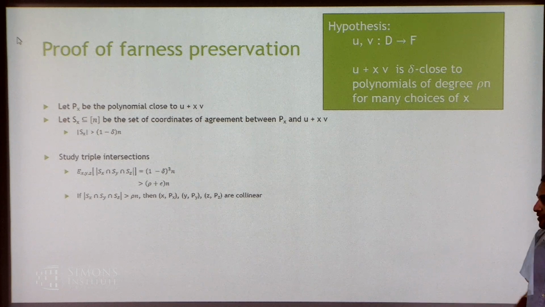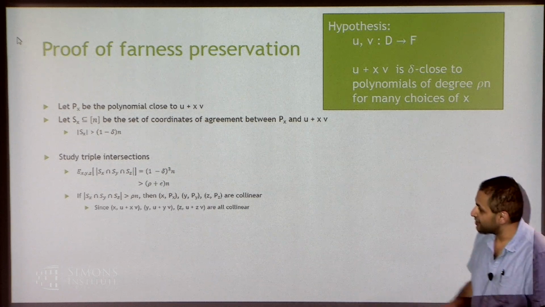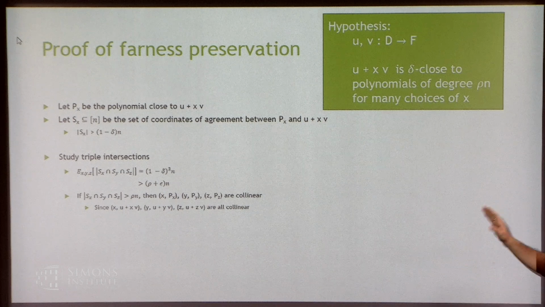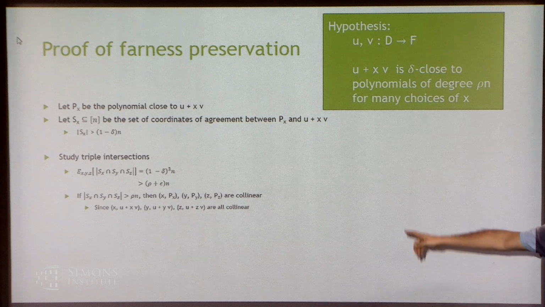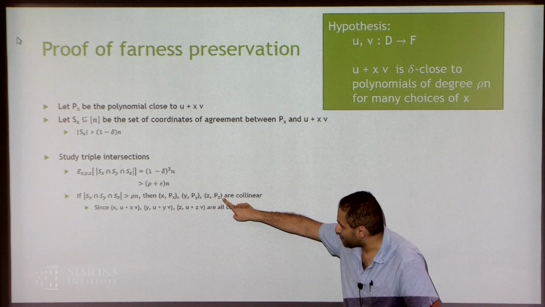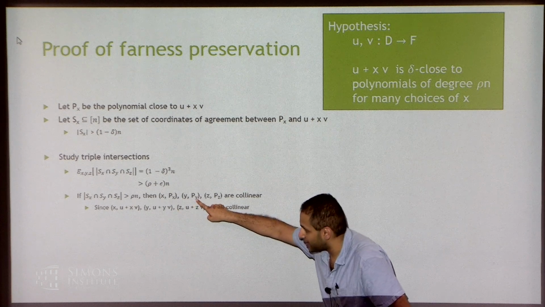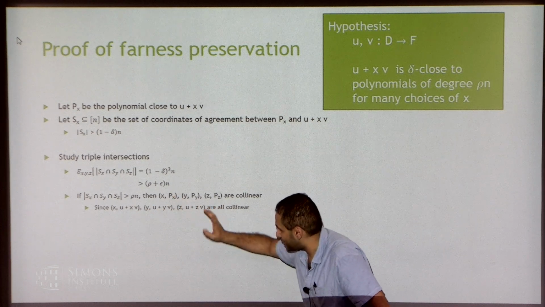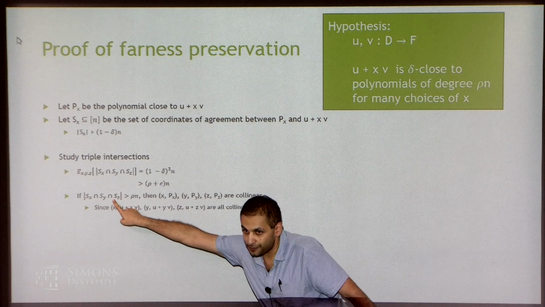To see this, first note that (x, u plus xv), (y, u plus yv), and (z, u plus zv) are collinear. That's by definition almost. These 3 points are collinear. And u plus zv agrees with pz in many points. u plus yv agrees with py in many points. And u plus xv agrees with px in many points. How many points? In all these points.